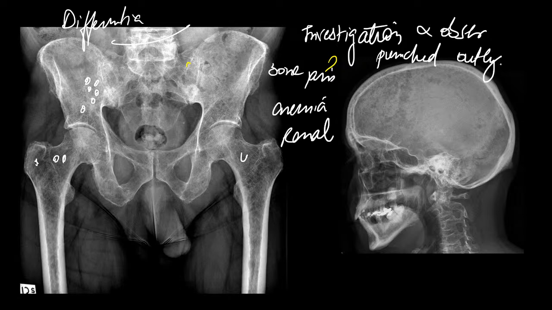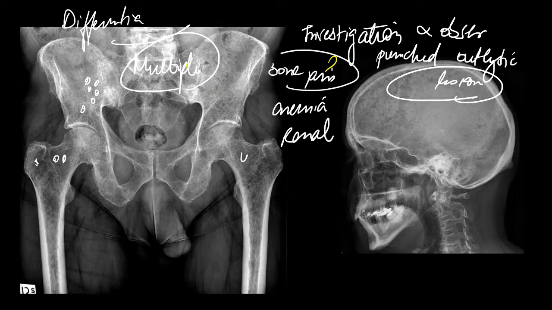Okay, so this is characteristically seen in a patient with multiple myeloma. Okay, multiple myeloma. The patient presented with bone pain, renal failure. Okay, then what is the CRAB criteria? Hypercalcemia, renal failure, anemia, and bone pain, right?